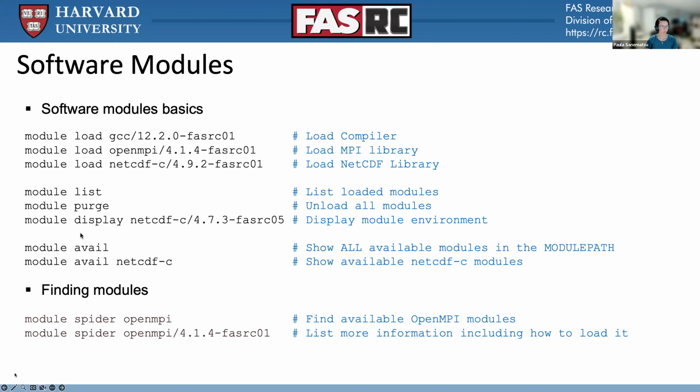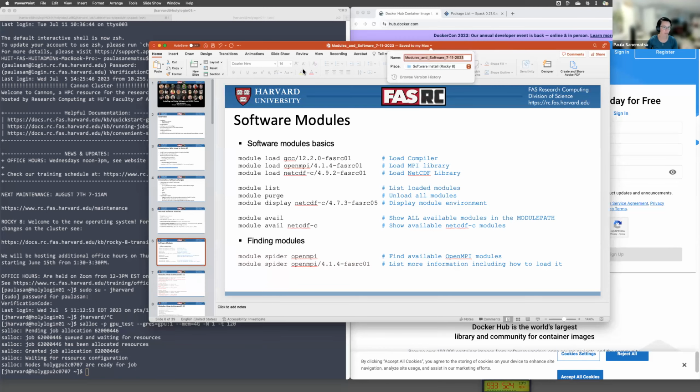For the module basics, how you load software is with the command module load. If you don't include a version, it will load the most recent one. If you include a version, it will load the exact version that you requested. And here are some examples to load the GCC compiler, to load OpenMPI, to load NetCDF. And then you can list your modules with module list. So I'll demonstrate that.